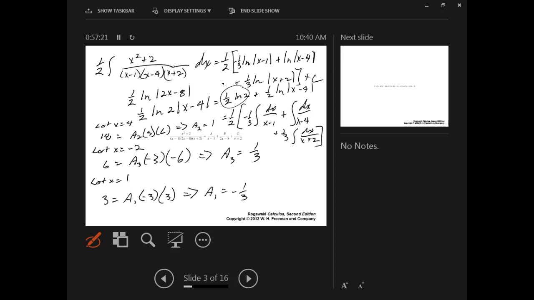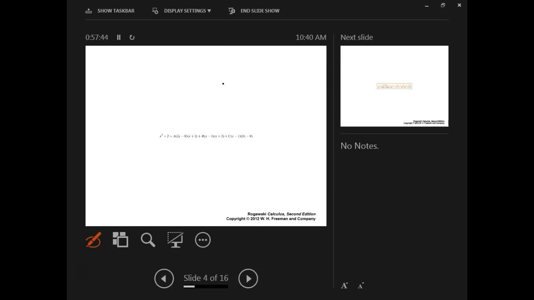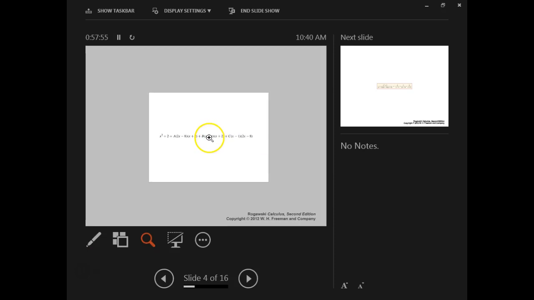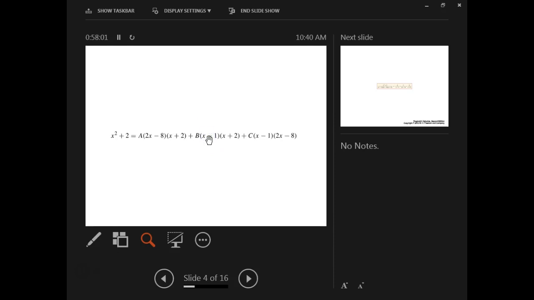So there's no reason to carry around extra factors that you don't need to. Go on and factor it out completely. All right. Let's see what they do next. This was part of what they did, and they used A's, B's, and C's rather than A1, A2, and A3.